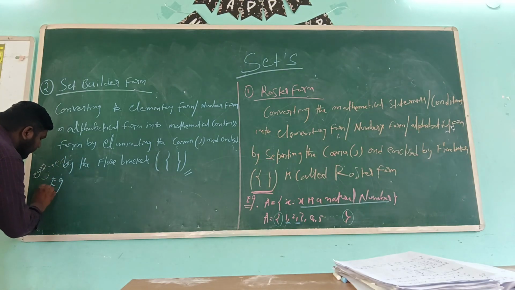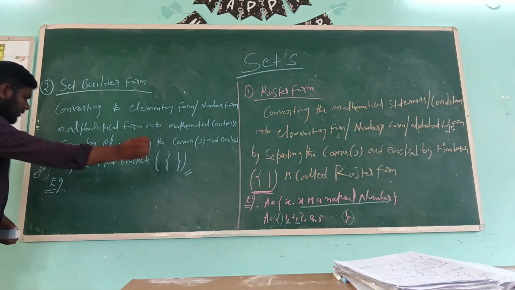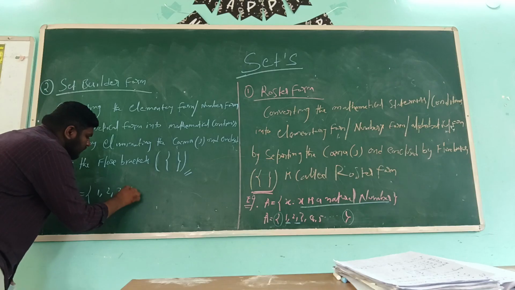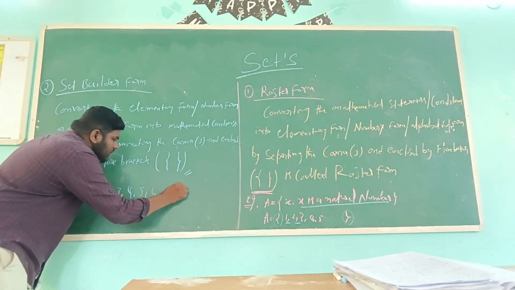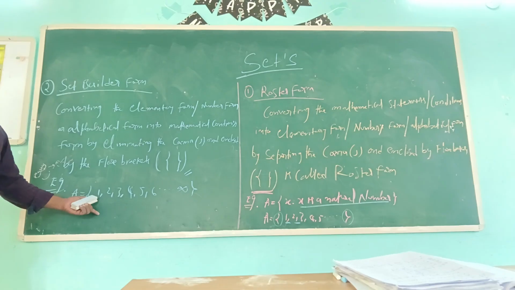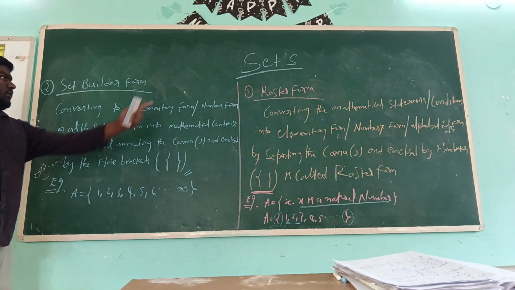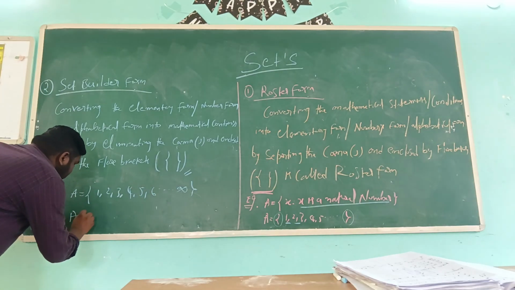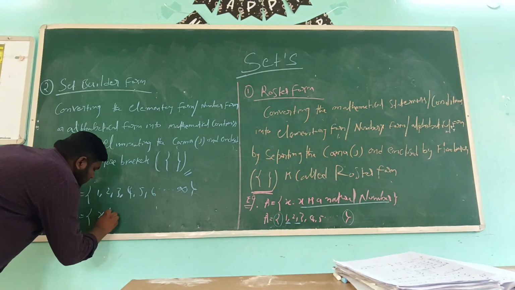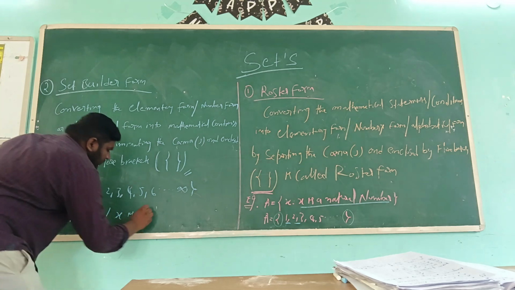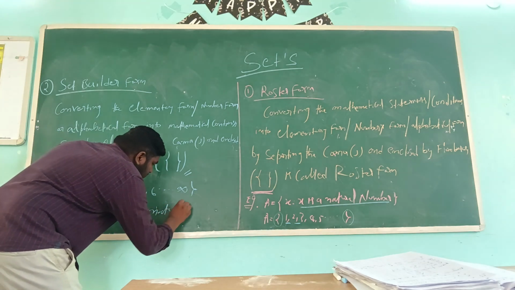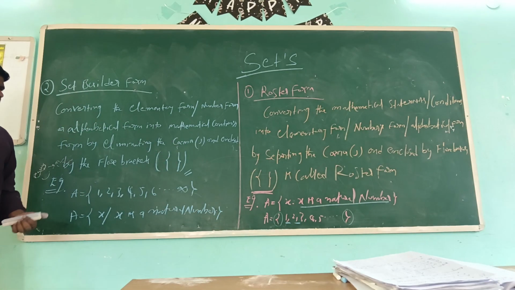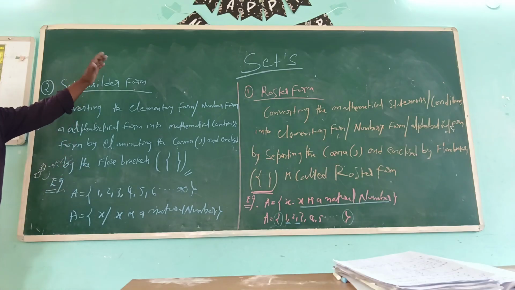See example. Same thing, right? X is equal to 1, 2, 3, 4, 5, 6, and so on up to infinity. This is the roster form or elementary form. This form can be converted into x such that x is a natural number. Understood? This is called the representation of the set.